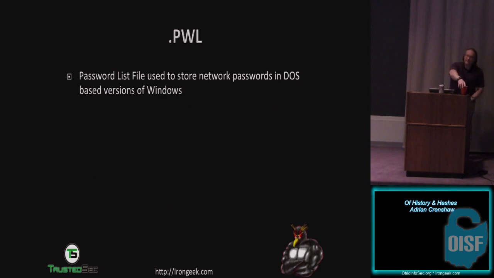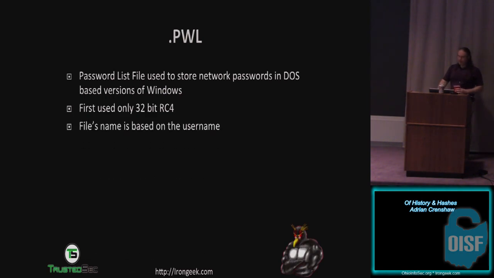But NT password hashes and LM password hashes weren't the only kind of password problems that Microsoft experienced back in the day. Another problem they had was with PWL files. These were used in the older DOS-based versions of Windows, so let's say Windows 95, Windows 98. And the first version apparently only used the 32-bit RC4 algorithm for encrypting everything. But, you know, that was kind of weak in and of itself.